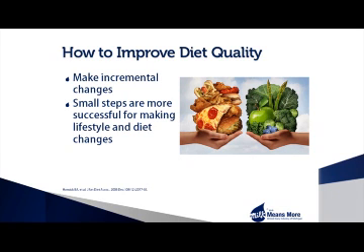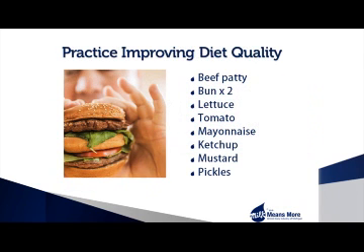On the other hand, practical, motivating, and easy-to-implement strategies emphasizing small steps versus major lifestyle changes are more helpful. Start with your current eating pattern and make small tweaks by adding more nutrient-rich foods in place of less nutritious choices. Let's practice making incremental changes. Here's a typical hamburger: meat, bun, lettuce, tomato, mayonnaise, ketchup, mustard, pickles. How could we make it better?